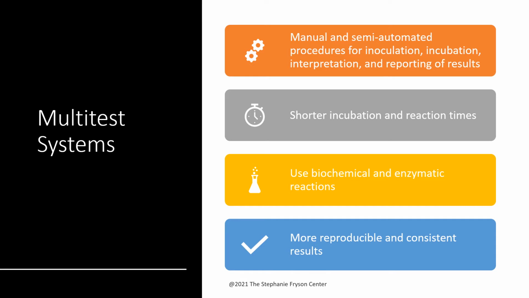And this gives more reproducible and consistent results because there's not a person making the inoculation and then reading and interpreting based on their thoughts. It is actually clear cut based on a guide that is given for what that system should read. So for instance, there are systems set up just for Enterobacteriaceae, and based on the color scheme, you would say that this particular organism is present.